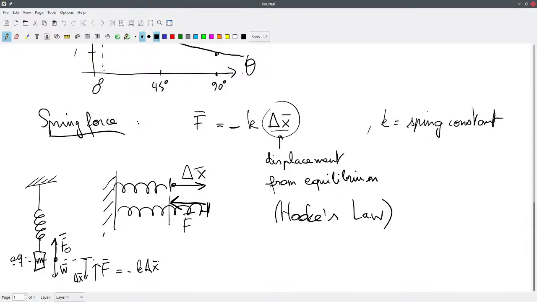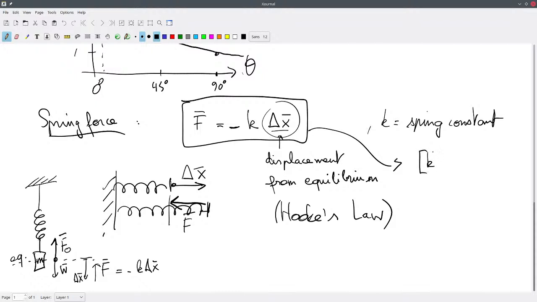One other thing, based on Hooke's law, we can of course see that the units of K, or the dimension of K, will have to be the dimension of force over distance. So that will be in newtons per meter. So a spring constant of 1 Newton per meter would be a spring that exerts a force of 1 Newton for a displacement of 1 meter. That's going to be a very weak spring.